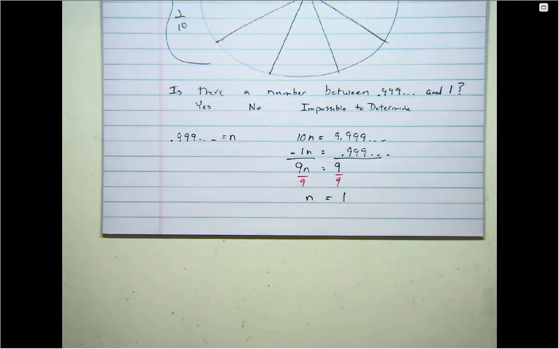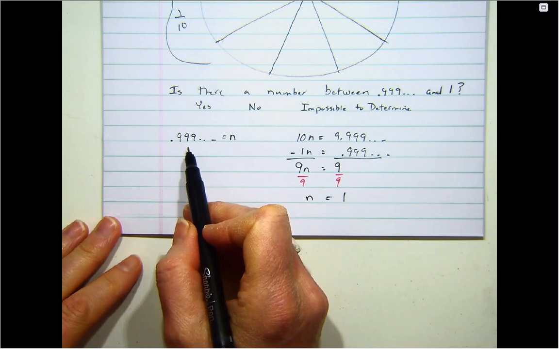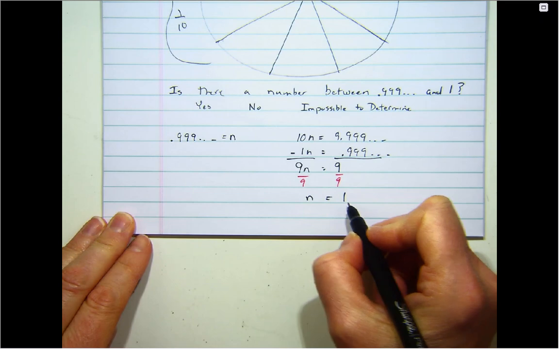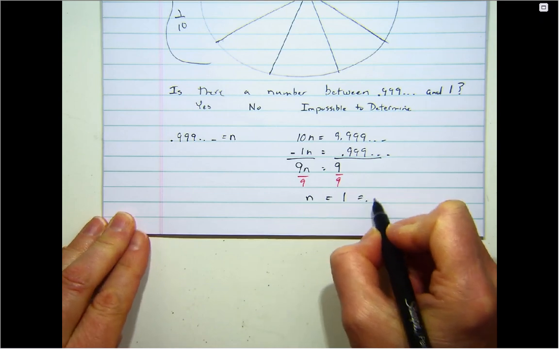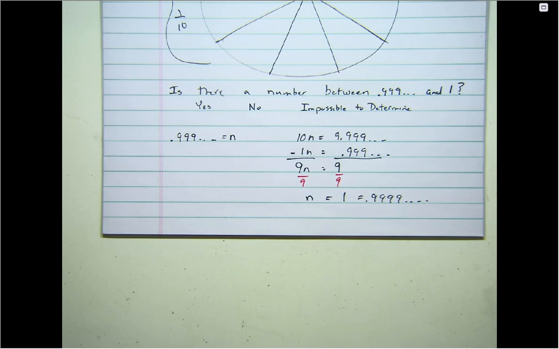What does that mean? These are the same, right? That's what it means. It means 1 has 2 names. 1 is 1, and 1 is also equal to 0.99999 with the decimal never ending. So 1 has 2 names.